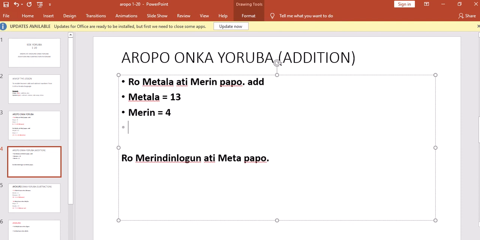That means a máa sọ pé 13 plus 4. 13 plus 4 will give you what? Someone should work that. 13 plus 4. 13, let's add 4. 14, 15, 16, 17. 13 plus 4 will give us 17. And what is 17 ní èdè Yorùbá o?